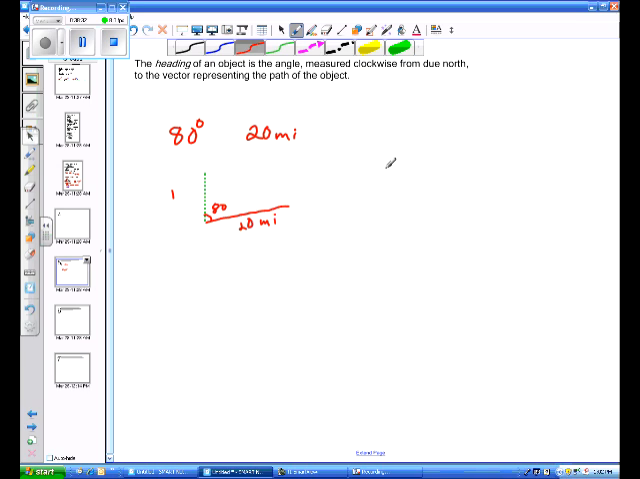If we wanted to draw one that was 215 degrees and 20 miles, okay, we would start with our north-south line.